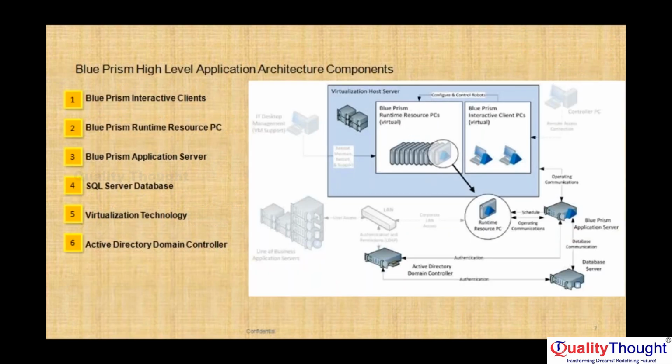This is one component in the architecture. See, this is the architecture diagram. I am talking about this component. These are the clients. Why do we use clients? Develop, test, schedule, monitor, report, execute. We use these. So when I say clients, I mean interactive client, control room, and runtime. These three are the clients.